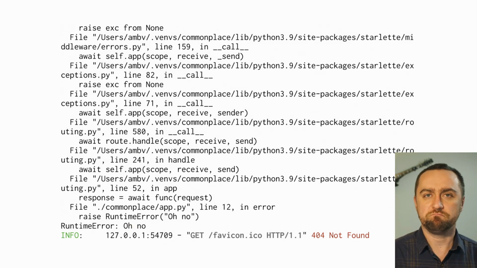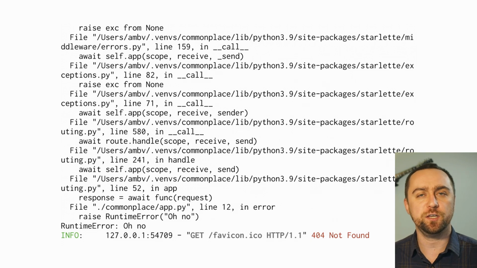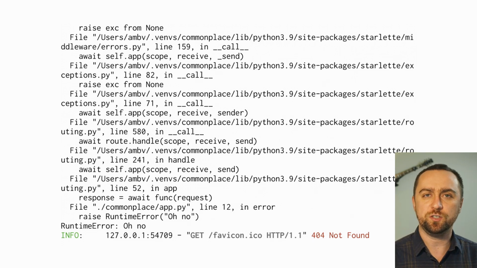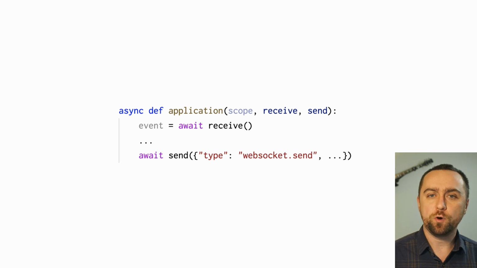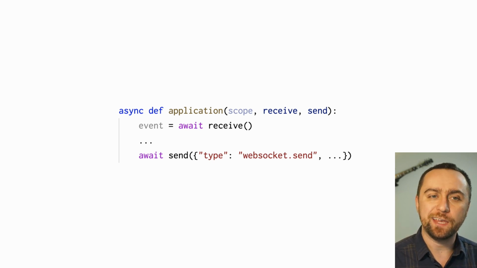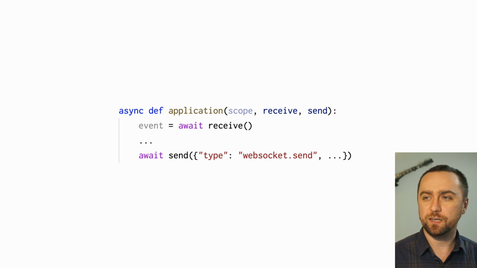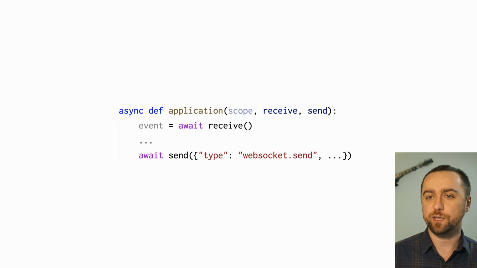So I'm saying ASGI this, ASGI that. So what's ASGI? It stands for the Asynchronous Server Gateway Interface. It's an API that provides compatibility between web servers, frameworks, and user applications. It's very low level. In fact, it only contains this one asynchronous function. It takes a scope, which is a dict containing details about the specific connection.